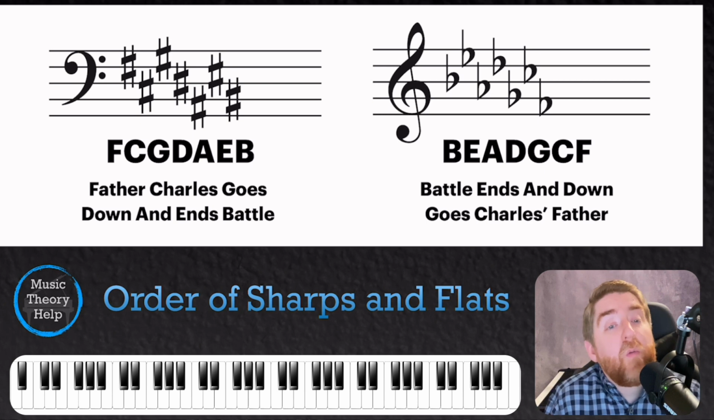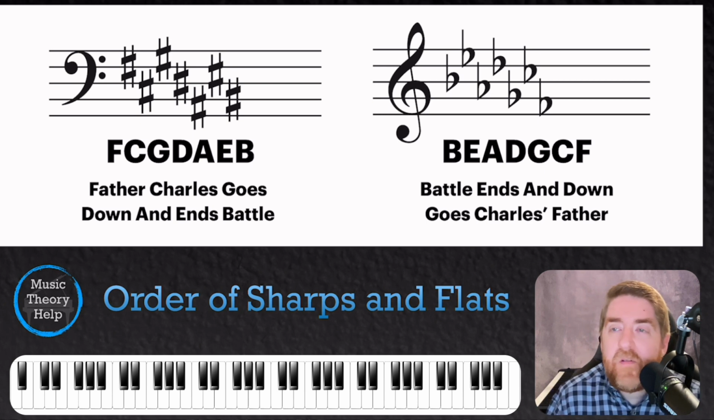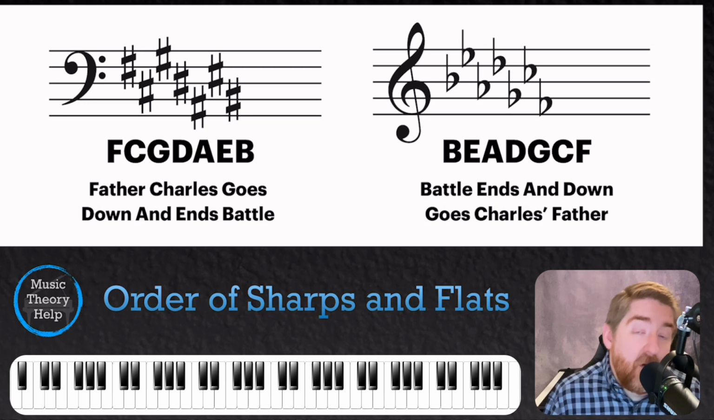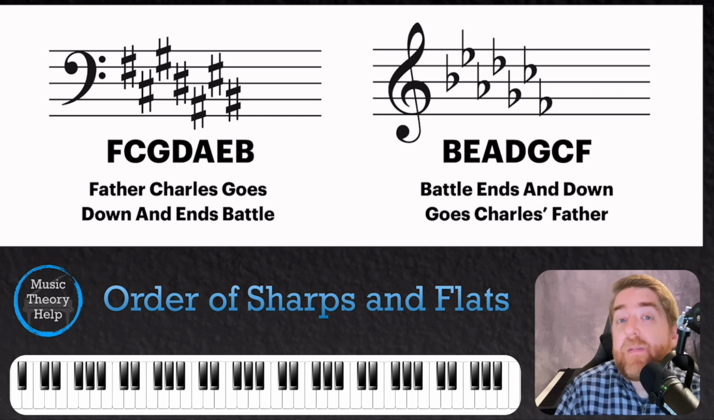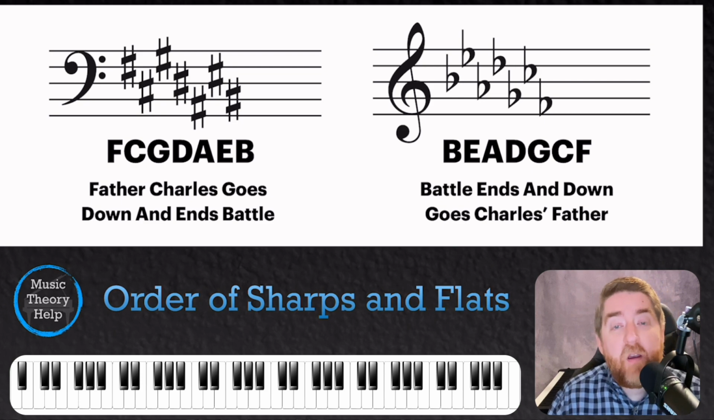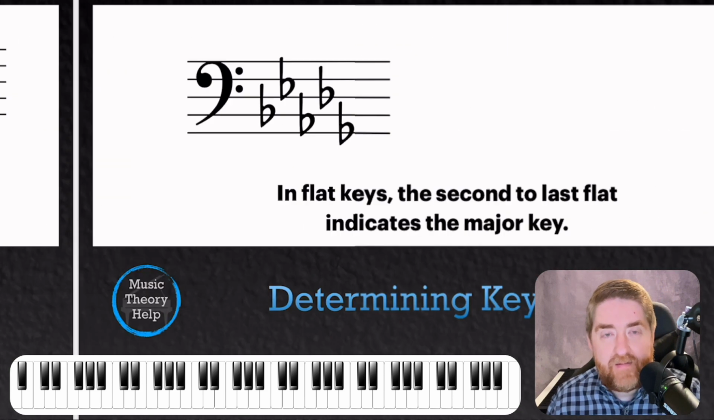Lots of people will remember the order with a mnemonic. I think it's helpful just so we can remember and learn to do this more quickly. For sharps, Father Charles goes down and ends battle. Or for the flats, exactly the opposite. Battle ends and down goes Charles' father. How sad. But that helps us remember the order of sharps and flats.